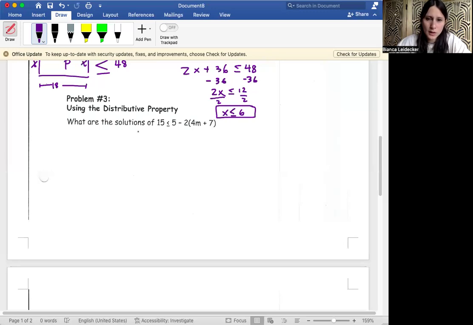Okay, problem 3. What if we see the distributive property? Like we've said before, it's just like you're solving a normal equation unless you have multiplying or dividing by a negative. So we're going to work this out like a regular equation, but instead of writing an equal sign, we're just going to write the inequality that's given to us. 2 is distributed into 4m. 2 times 4m is 8m. 2 times positive 7 is positive 14. I'm going to write this positive as my operation.